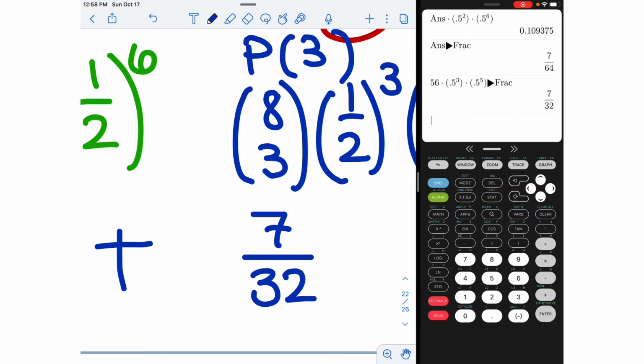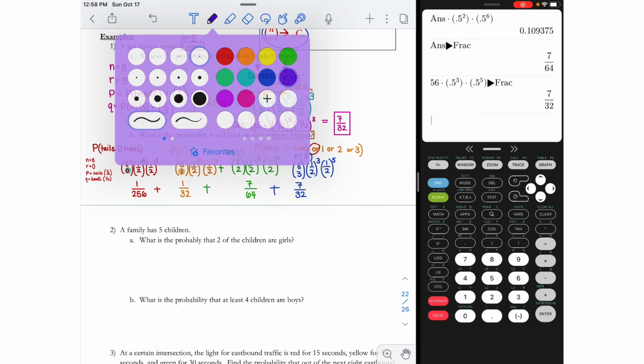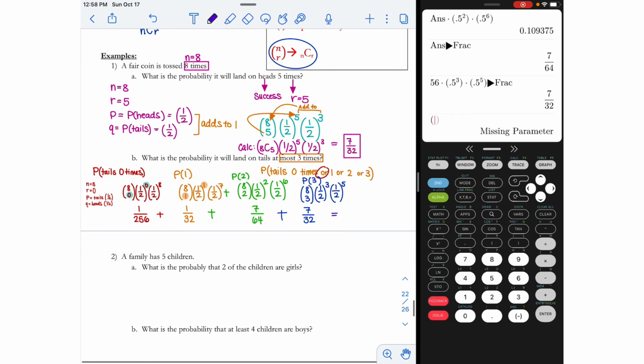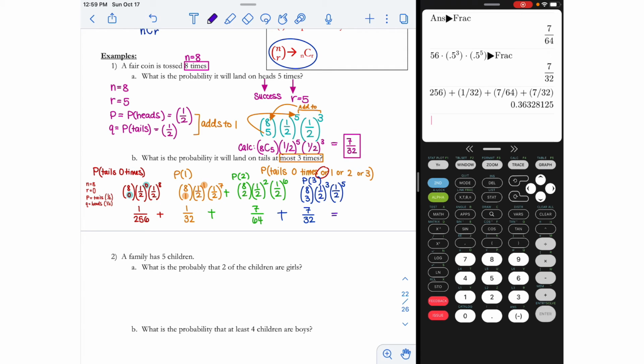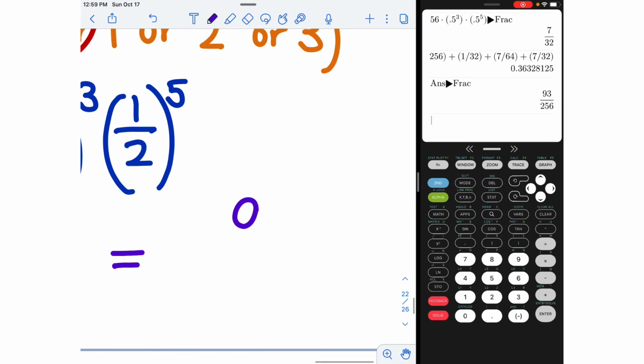All right. Whew. So the probability that I get tails 0 times or 1 time or 2 times or 3 times is going to be the sum of all these fractions. So my final answer is 1 over 256 plus 1 over 32 plus 7 over 64 plus 7 over 32. Final answer is 93 over 256.